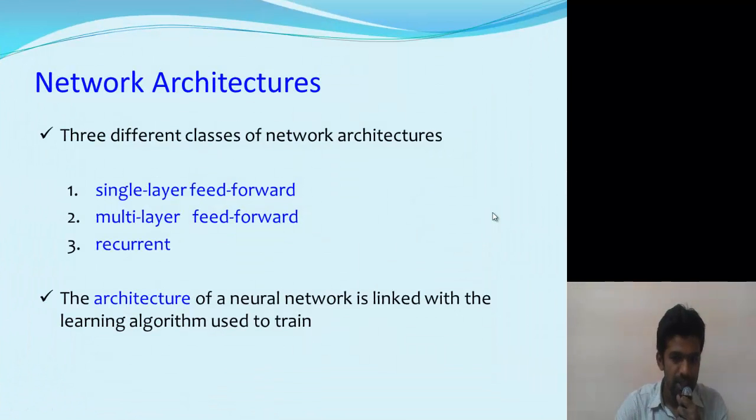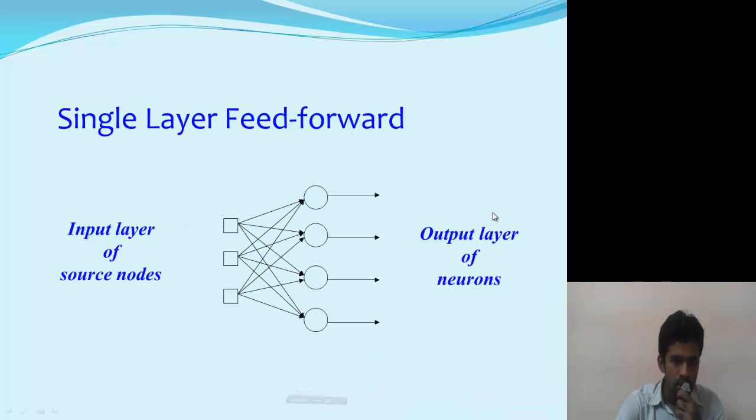Now let us take a look at network architectures. There are three different classes of network architectures: single layer feed forward, multi-layer feed forward, and recurrent. The architecture of a neural network is linked with the learning algorithm used to train it. There are many different types of learning algorithms which will be discussed later.